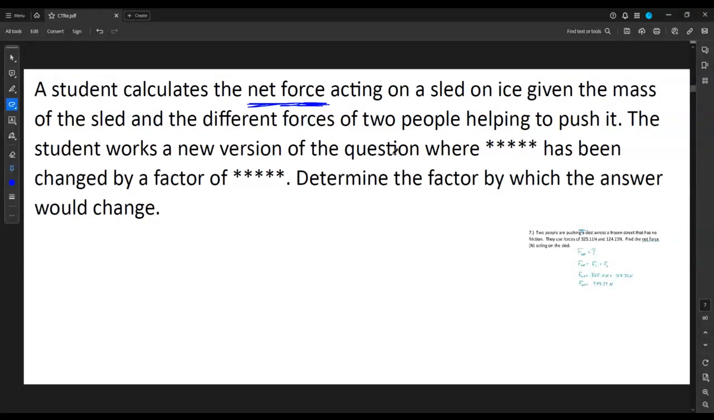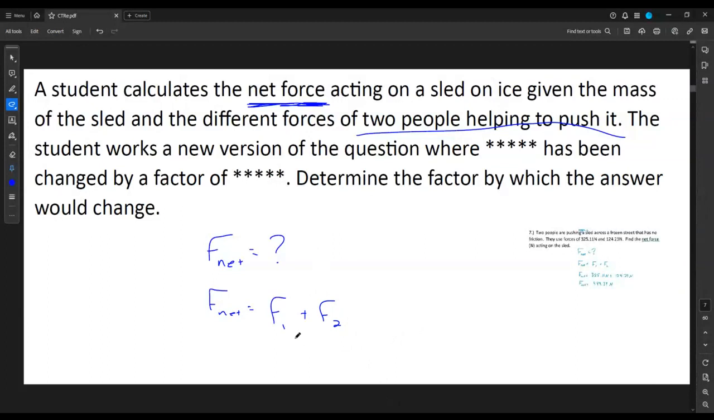Now, in this question, two people are helping to push something, and we're going to assume that they're smart enough to help push in the same direction. And so normally there's not a direct formula for net force, but because we've got two people helping to push in the same direction, we would have just F1 plus F2.